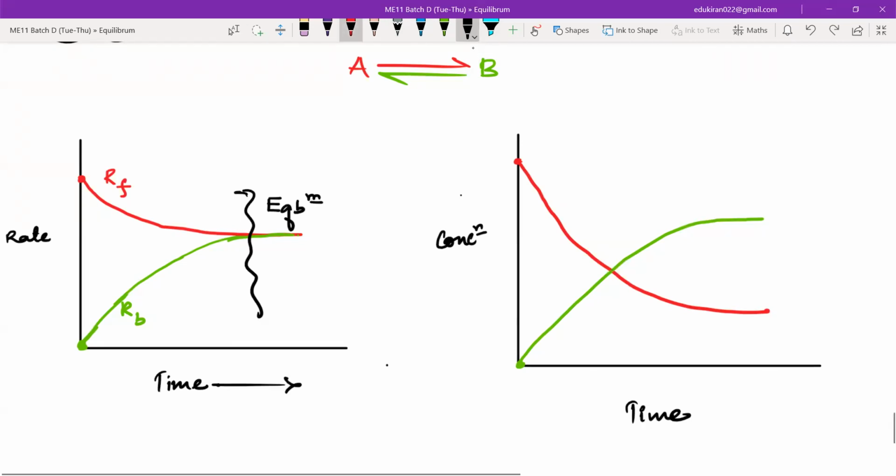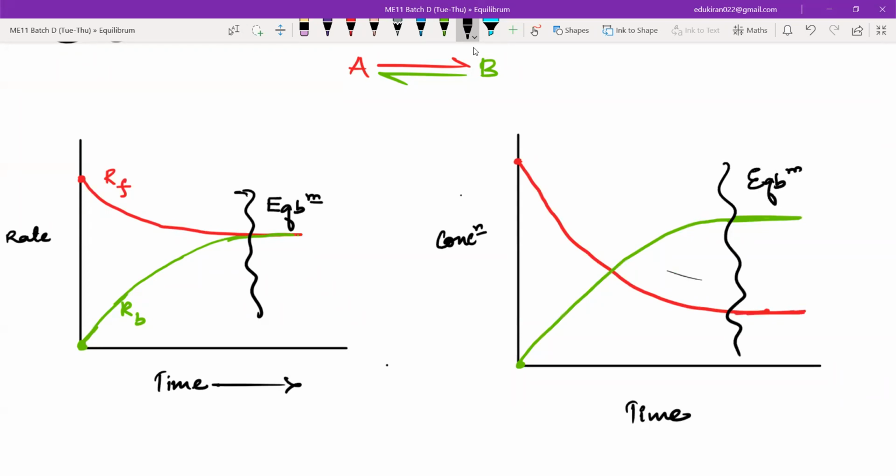So at equilibrium, what is our condition? The concentration of the reactant has become constant, and the concentration of the product is also constant. So here is the equilibrium state. These are all the states of change, where we have increase and decrease, but as soon as the concentrations become constant, you can see that the concentration of B is now constant. The concentration of A is also constant, has achieved this value and is not changing. So this is where equilibrium has been established.